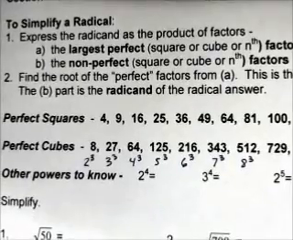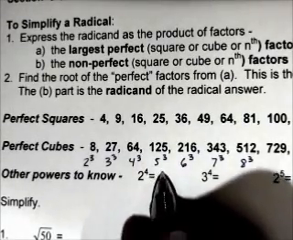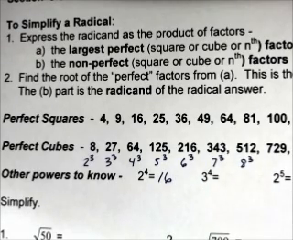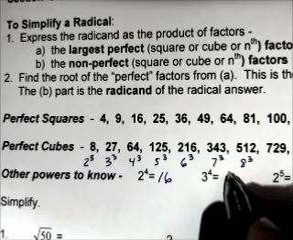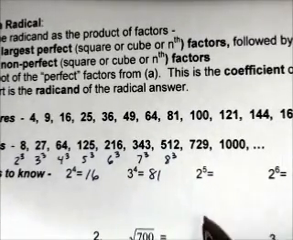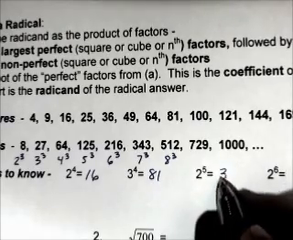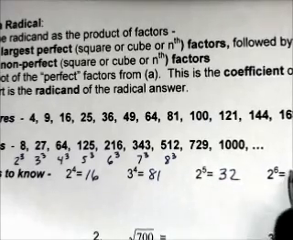Other powers you should be familiar with: 2 to the 4th is equal to 16. 3 to the 4th, that would be 81. 2 to the 5th, well, that's 16 times another 2, which is 32, and 2 to the 6th is 64.